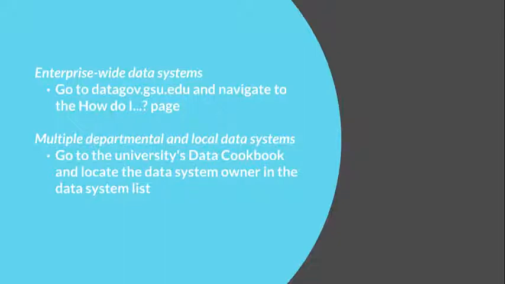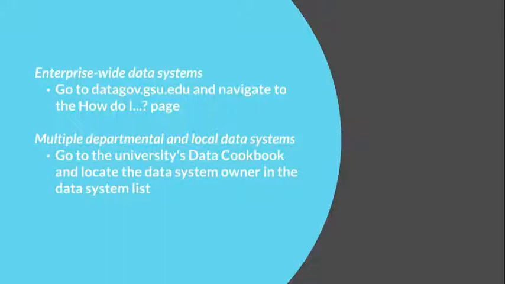To access enterprise-wide systems, you'll want to be on a VPN, also known as a virtual private network, which is especially important when working remotely. Details on the primary reasons to access a specific system and who is eligible can be found on the DataGov website under the How Do I page.